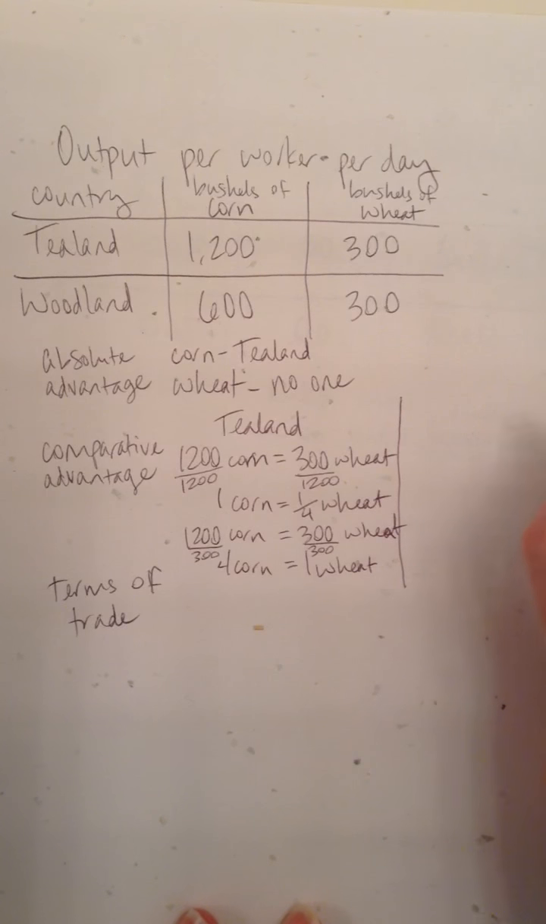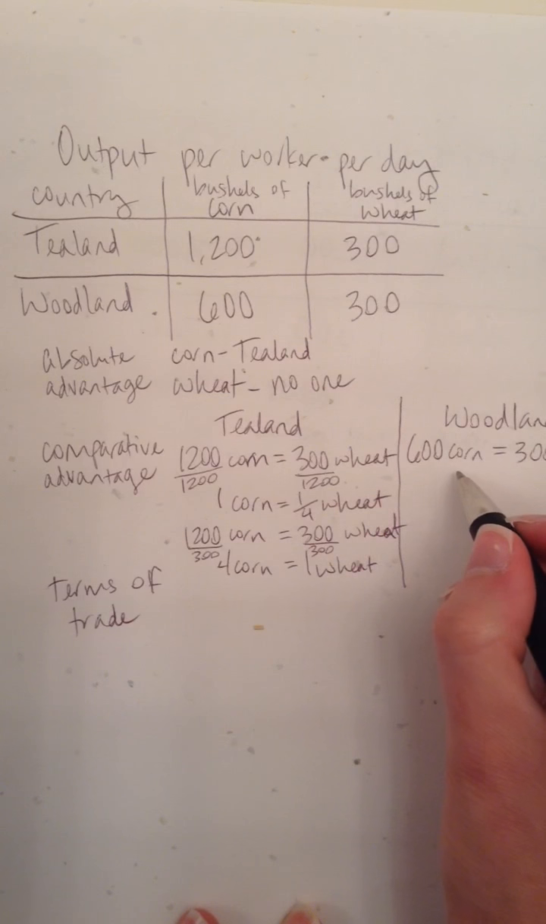Now that we know the opportunity cost in Tea Land, we can calculate the opportunity costs in Woodland and compare them to find the comparative advantage. So in Woodland, they can produce 600 bushels of corn or 300 bushels of wheat.